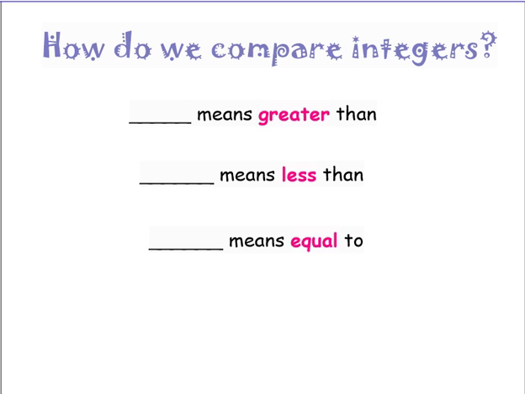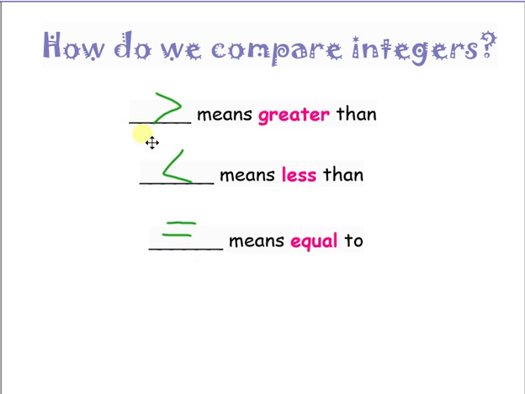Okay, so we use three symbols when we're comparing integers. The first symbol that we're going to use is called greater than. The second symbol we're going to use means less than. And then the third symbol we use is equal. Now, you're probably very familiar with the equal sign. Equal means equal. There's nothing more complicated than that. Okay, so 2 equals 2. Something that equals something else means that they are identical to each other.